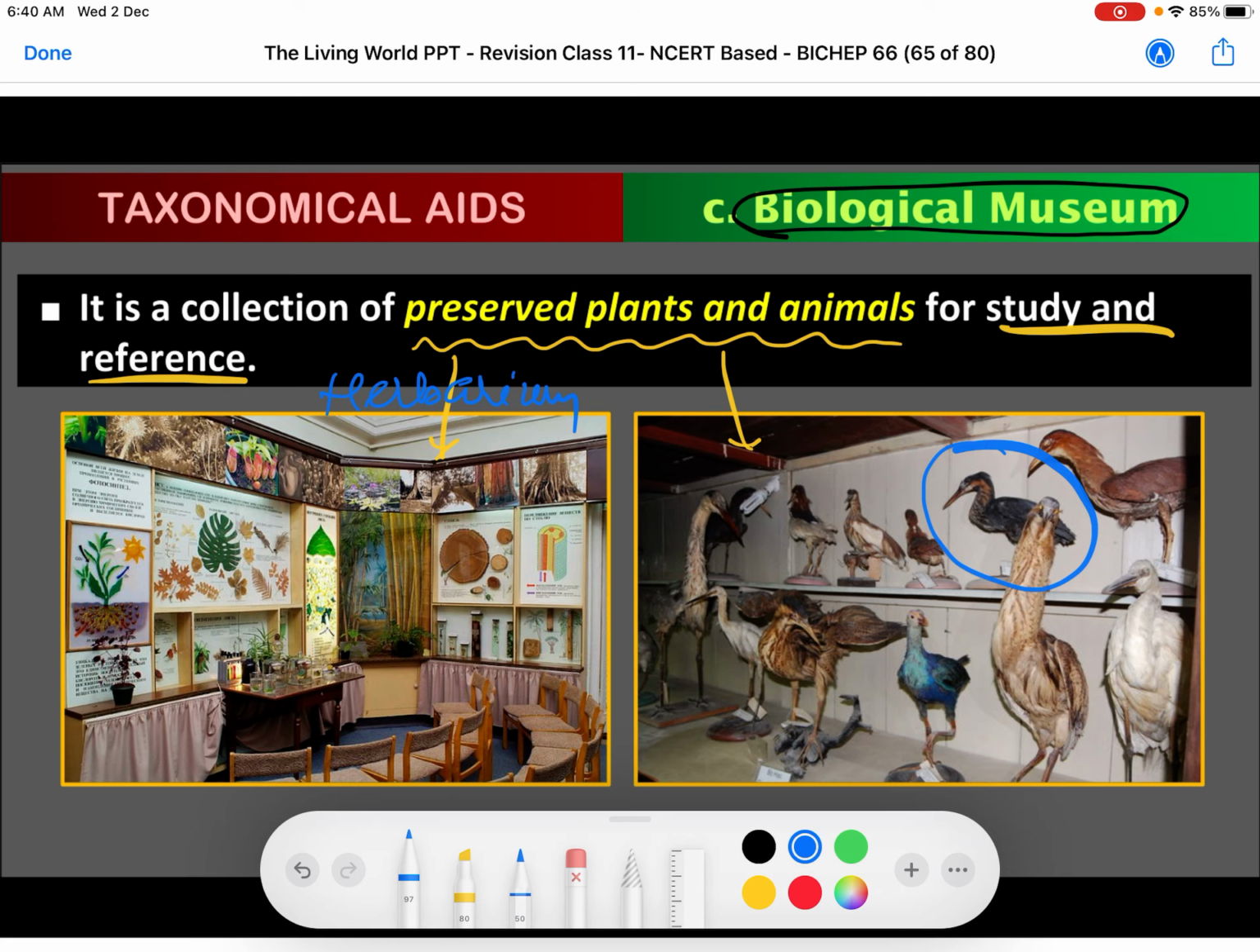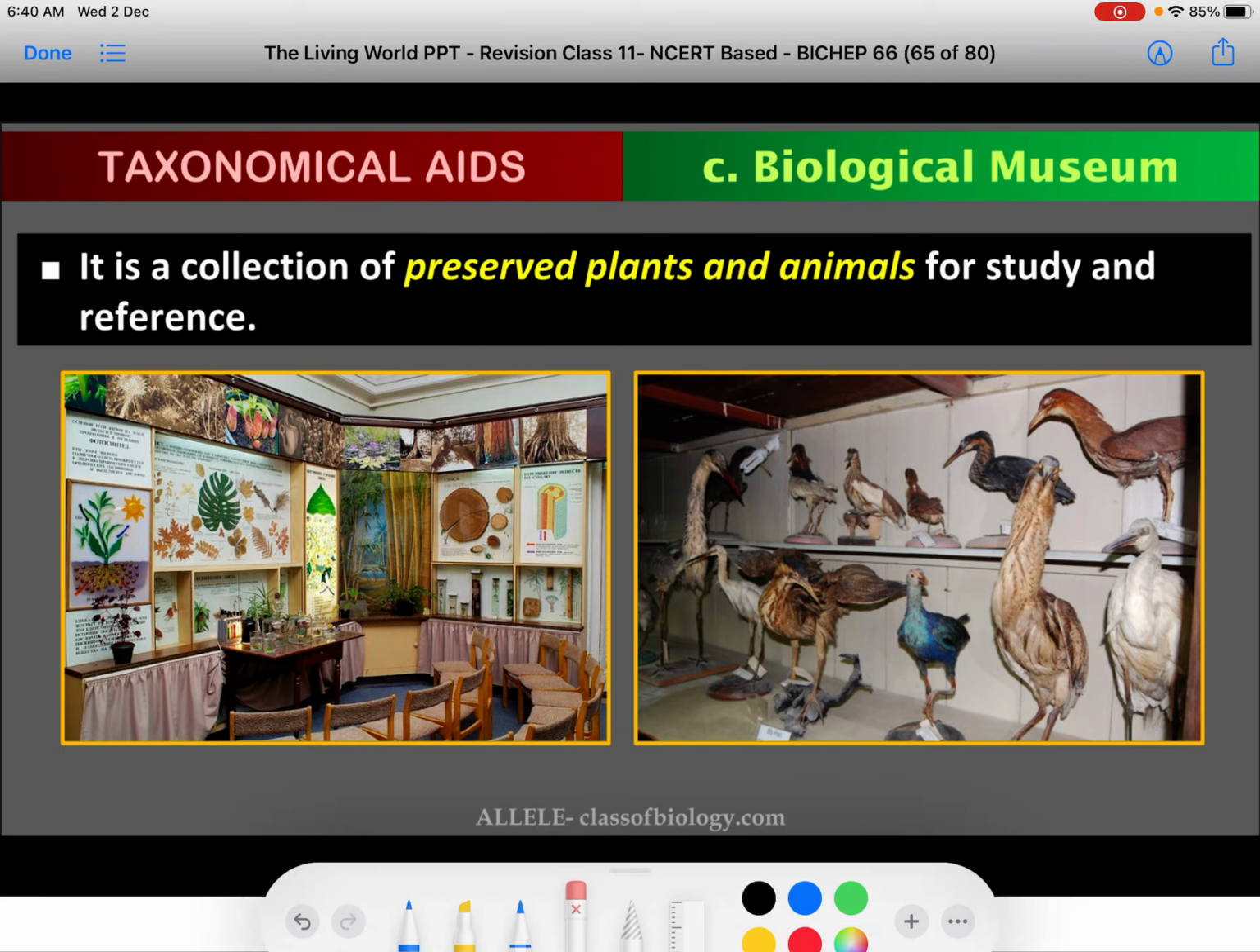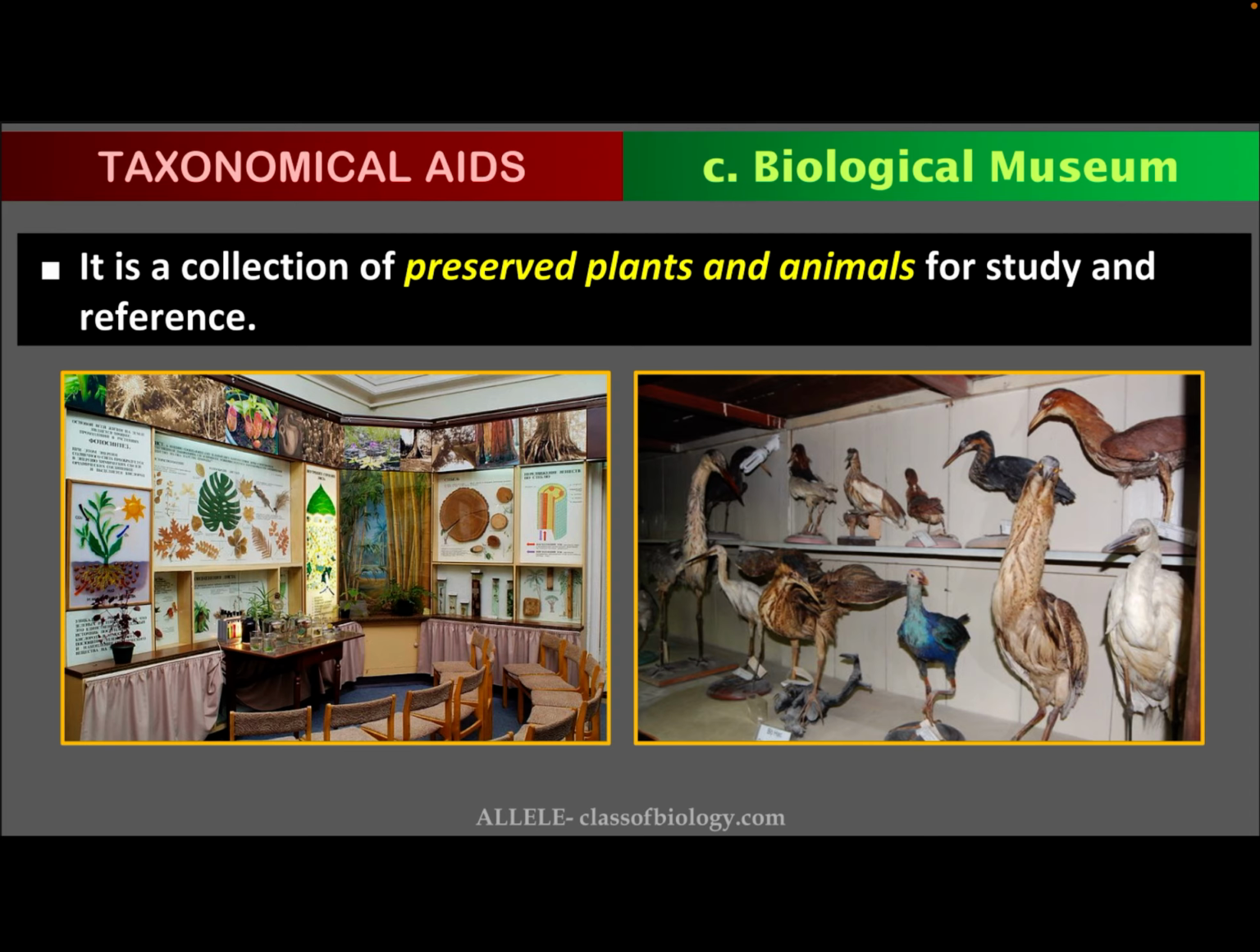Small insects can be preserved by drying first, and then they are placed into a particular box called an insect box. So, this is the story of the museum. In a museum you can place a particular type of specimen of plants and animals. Please take the screenshot.